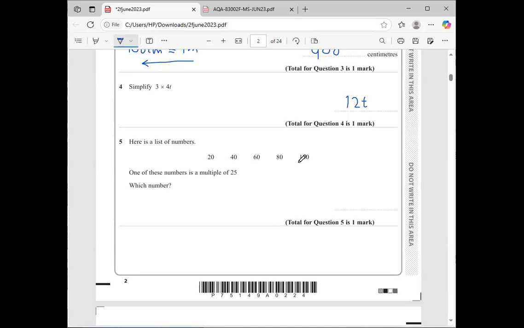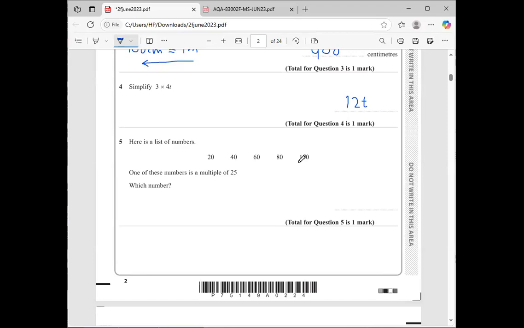40 is equally out of the picture because I already know that 25 times 2 is 50. And that's the law: if you multiply a number by 2, and the number that you're testing it for is less than it, there's no need to check it. So 40 is out of the picture too.